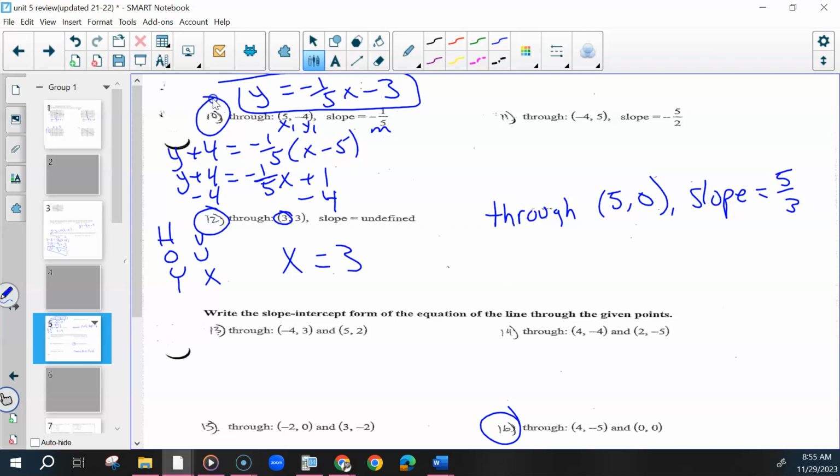Yes, sir. Wait, so if it's 0, we do y? Mm-hmm. And in this case, it would be the same number, but it depends on the order here.